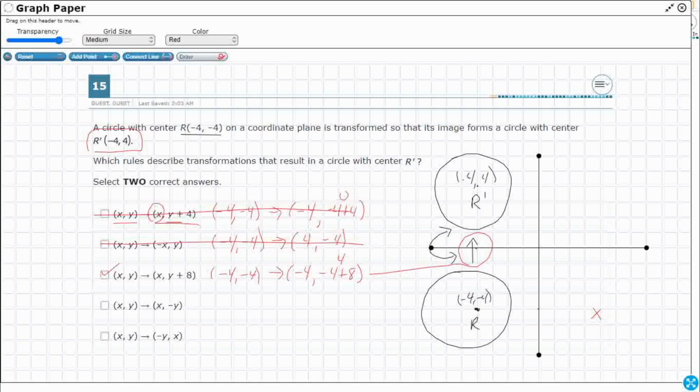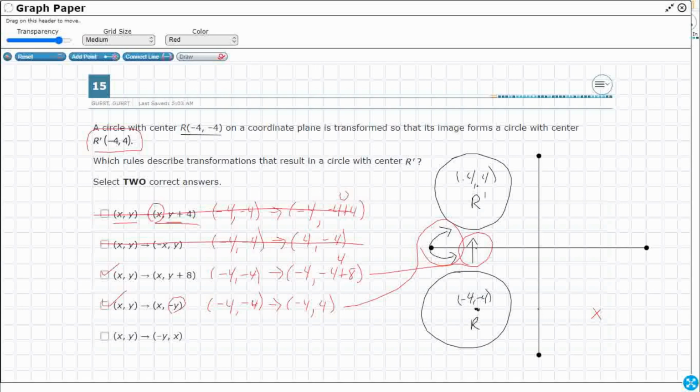Now I'm looking for something that's going to be a reflection. So let's see what we got. -4, -4. The x stays the same. So far, so good. -4. And then the -y. I'm going to take that y and change its positive and negative, so it goes from a negative back to a positive. Look at that, -4, 4. So there is your reflection. That looks good.